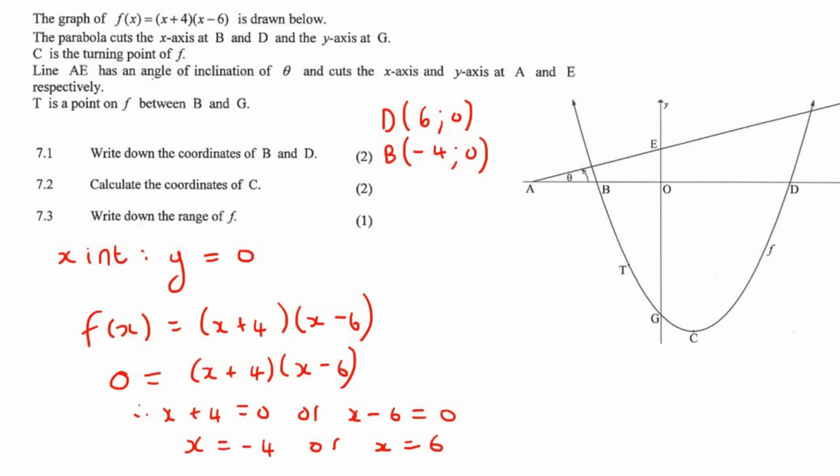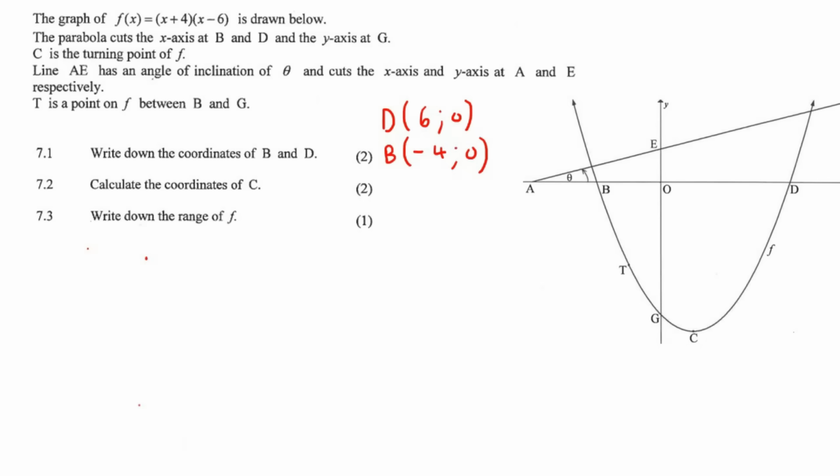The next question says calculate the coordinates of C. Now, there's a grade 11 and a grade 12 approach here. I'm just going to use the grade 11 approach, but for any grade 12 learners watching this, you can use calculus, and you can make your first derivative equal to 0 if you wanted to find this point over here. But as I mentioned, I'm just going to use the grade 11 approach, which is just to say that to find the x value of your turning point, you just use minus b over 2a.